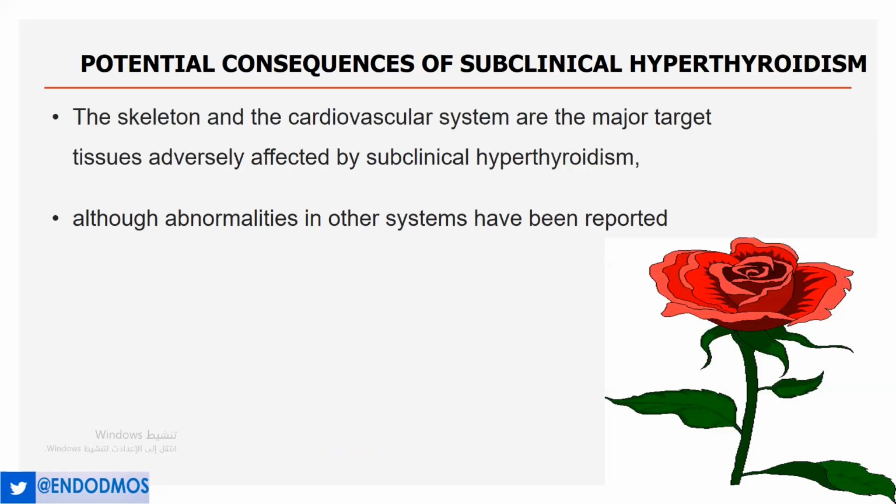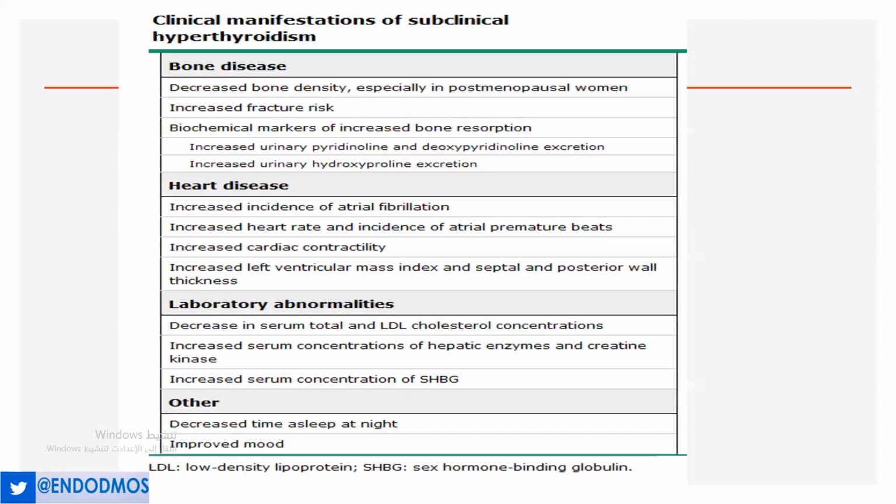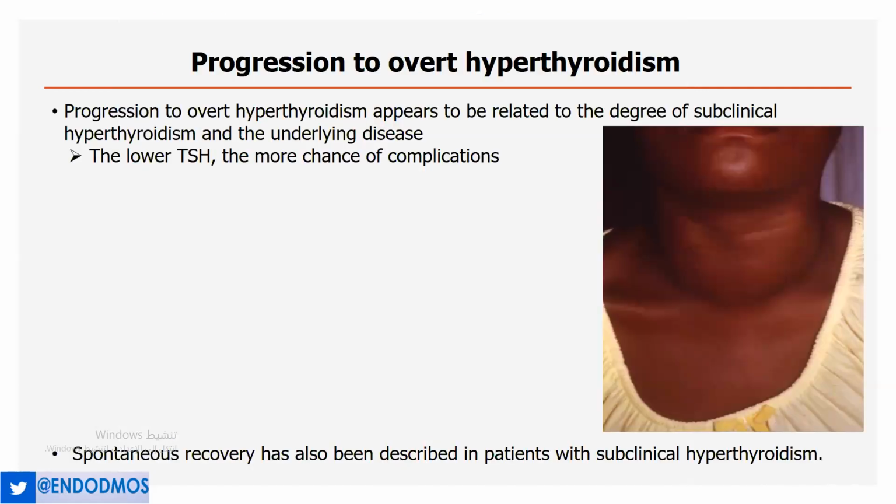What is the consequence of subclinical hyperthyroidism? The skeleton and cardiovascular system are the major target tissues adversely affected, although abnormalities in other systems have been reported. The clinical manifestations, as we discussed, are identical to patients with overt hyperthyroidism: decreased bone density, increased fracture rate, increased heart rate, cardiac contractility, weight loss, and laboratory findings for lipid profile and alkaline phosphatase, all we discussed before.